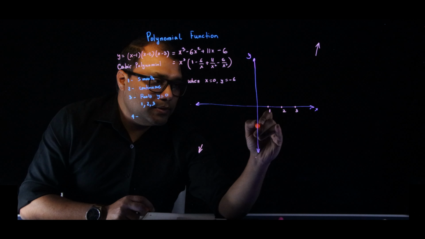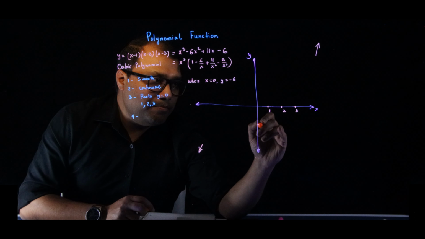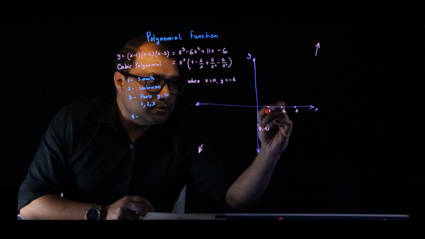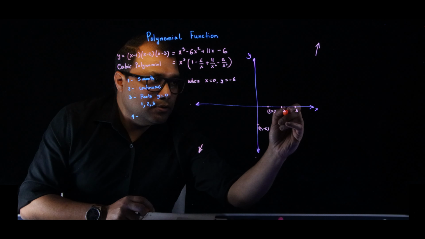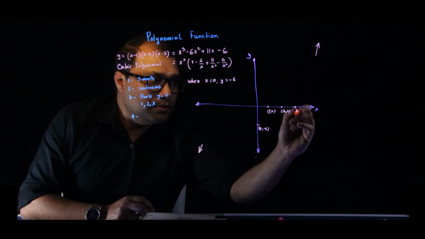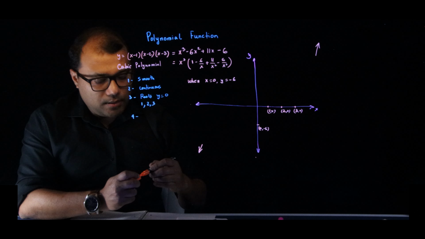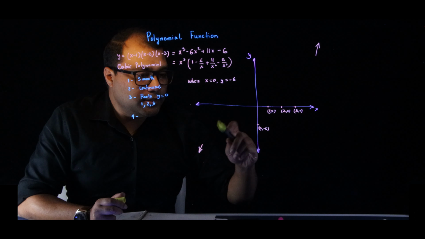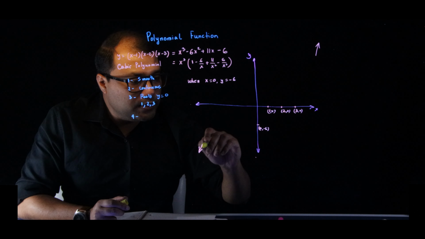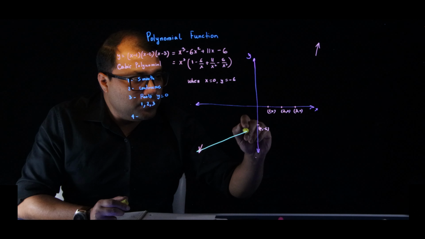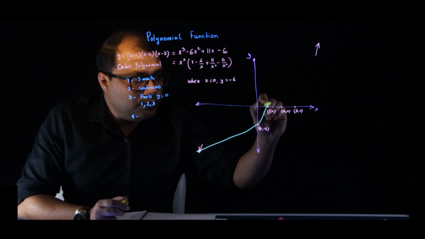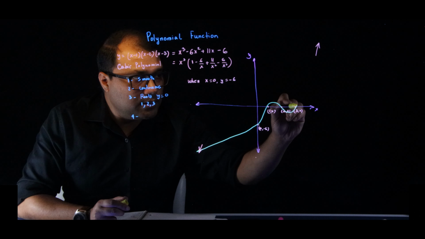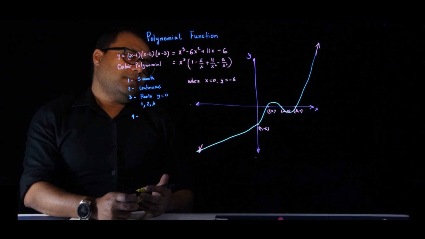So we also know that this graph will pass through this point. This would be (0, -6). These points are (1, 0), (2, 0) and (3, 0). Now let's draw the graph of this function then. So this function will go like this. It will cut 1, it will cut this, and it will go like this.